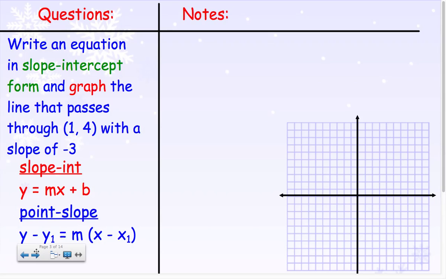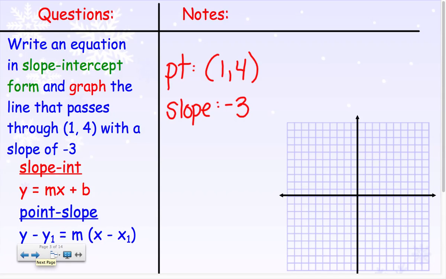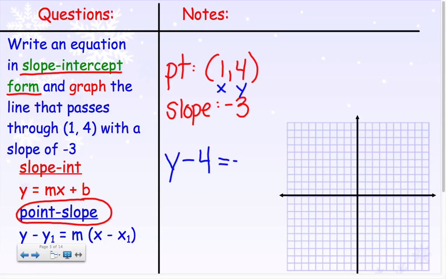Next one, we've got a point in this one of (1, 4) and a slope of negative 3. We want to put it in slope-intercept form, but I don't know my intercept. I know a point and a slope, so that means I'm going to need to put it in point-slope form. I can label my x and y coordinate again, and then start the formula. y minus my y coordinate, which is 4, equals my slope of negative 3 times x minus my x coordinate, which is 1. Draw my train tracks and distribute to put it in slope-intercept form.